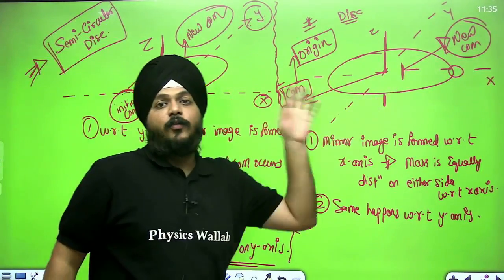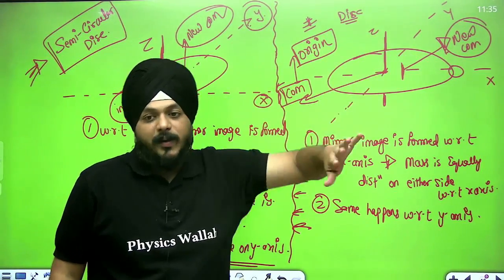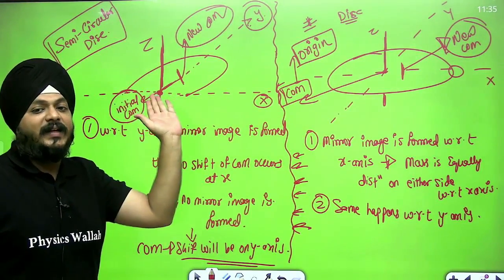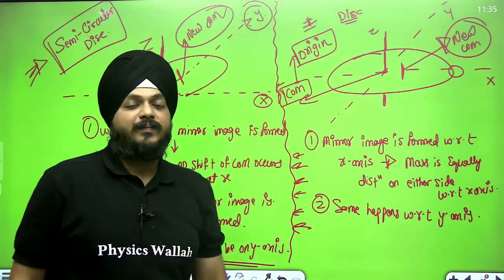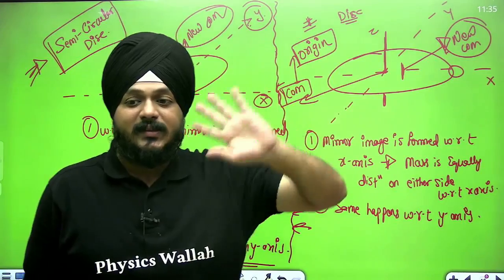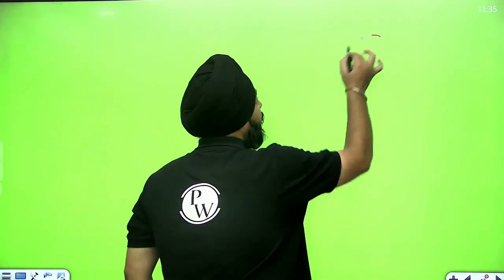If it is a full disk, it is at the center. Why? With respect to all three axes, mirror images are formed. But if half of the disk is cut as a cavity, then immediately it is going to shift towards the higher mass side. Whether it shifts towards the x-axis or y-axis, I'm going to tell you again. See, let's summarize this.